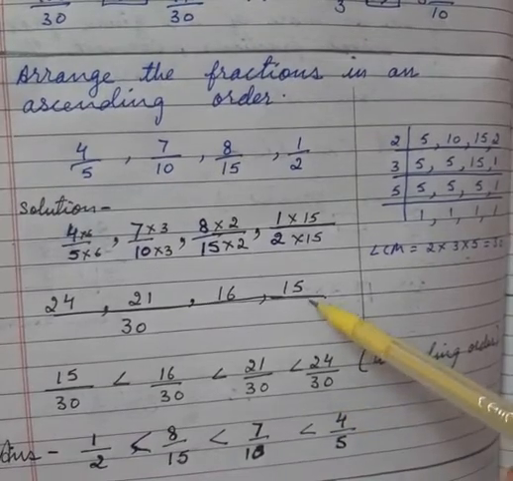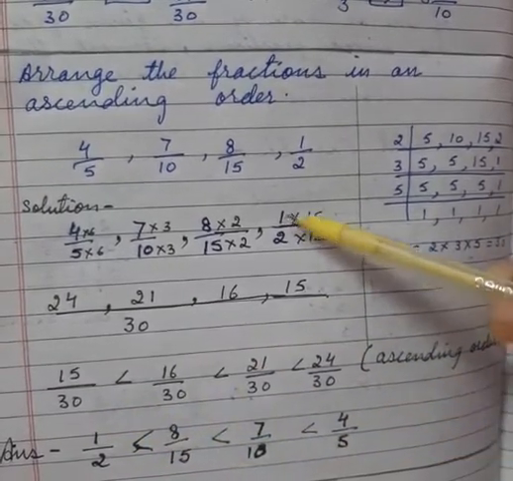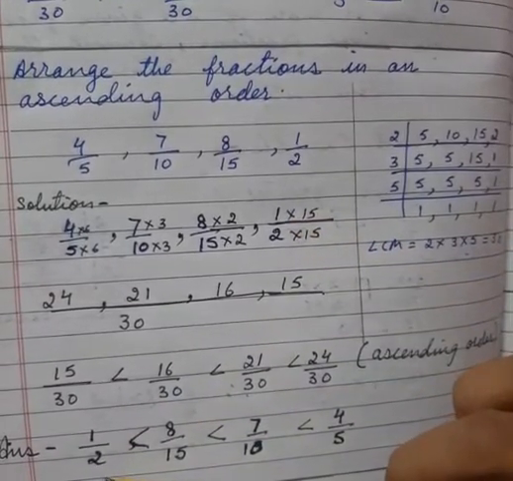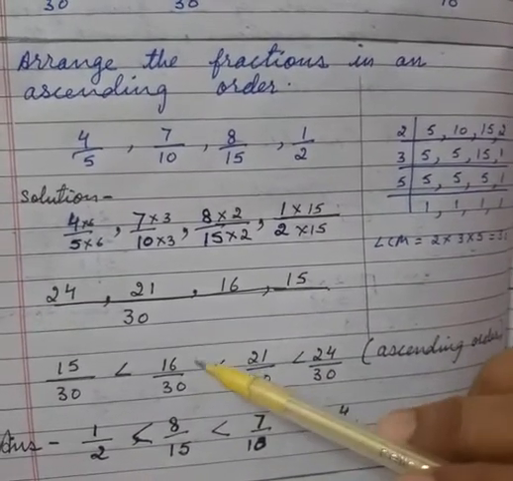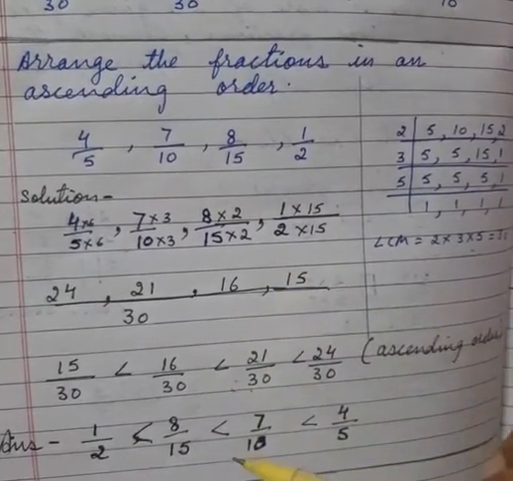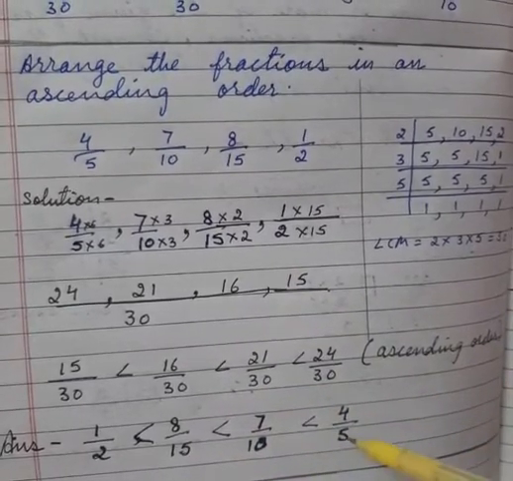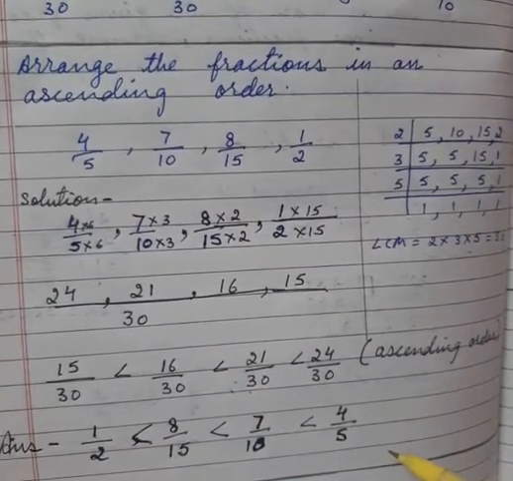Now as this 15 upon 30 was calculated from 1 upon 2, we will write the original fraction, that is 1 upon 2 is the smallest fraction, and then similarly we will write the other fractions which are greater than 1 upon 2, and finally 4 upon 5 is the largest fraction of the following.